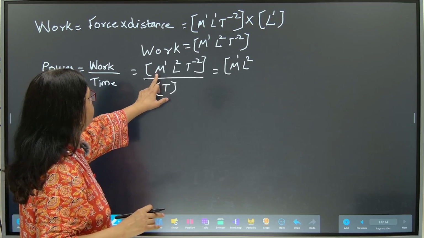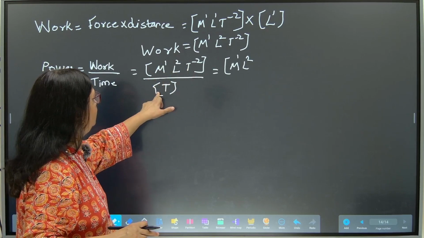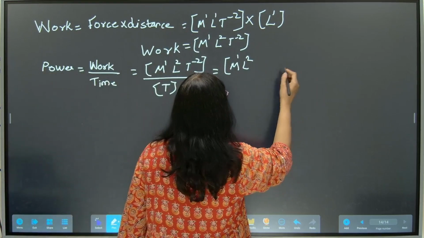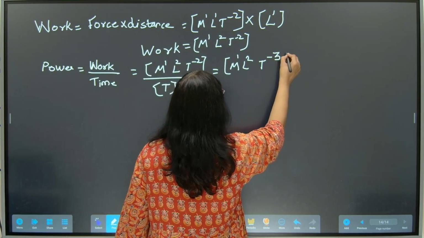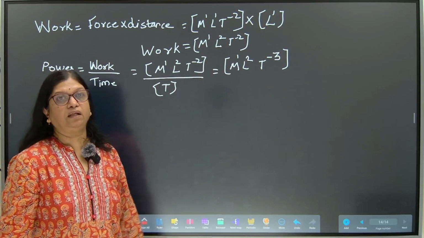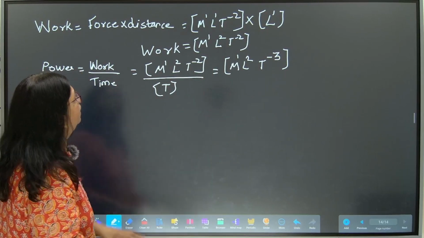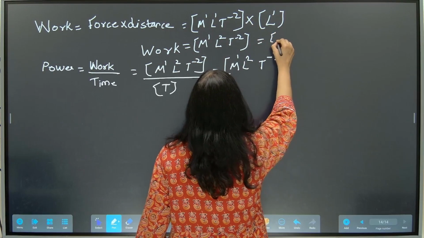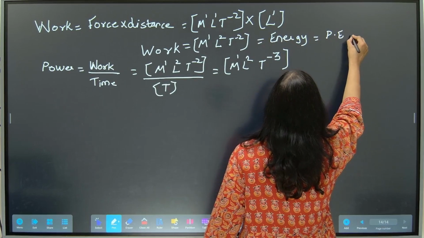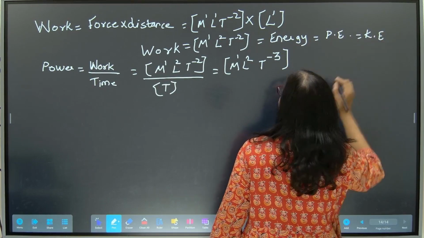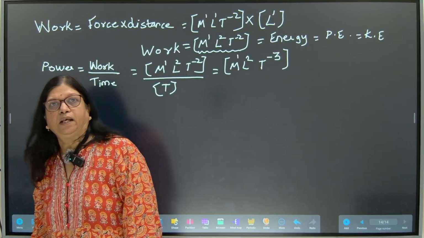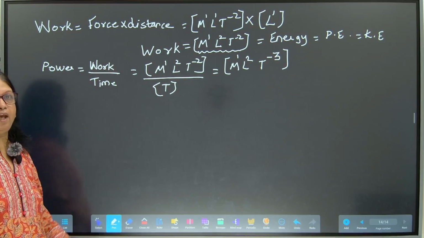Fine. So M raised to 1, L raised to 2 as it is. T is minus 2 here. If I take 1 up, it will become minus 2 minus 1, that is minus 3. Now remember, for work and energy, potential energy and kinetic energy, for all these terms we have the same dimensional formula. Okay, so power we have written.